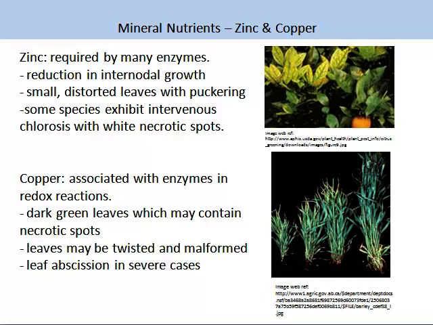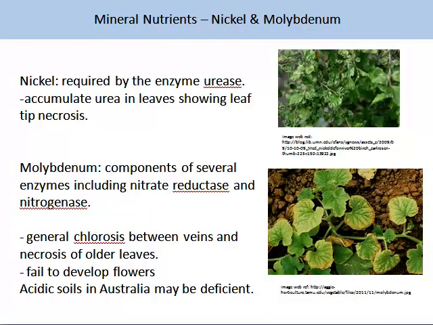Copper is associated with the enzymes in the redox reactions. When copper is deficient, as in the image of barley, dark green leaves which contain necrotic spots can be observed. Leaves may be twisted and malformed. Leaf abscission in severe cases can be found. Nickel is required by the enzyme urease. When it's deficient, you see accumulation of urea in the leaves showing leaf tip necrosis.